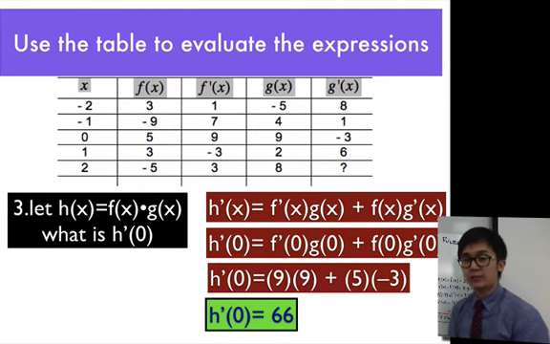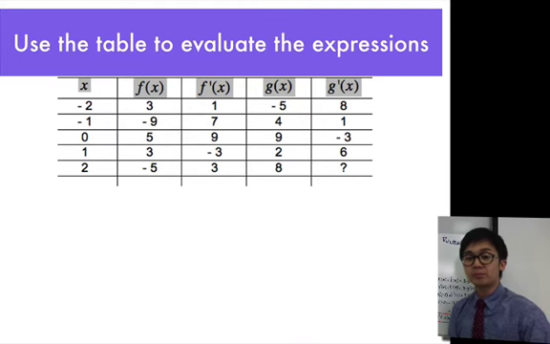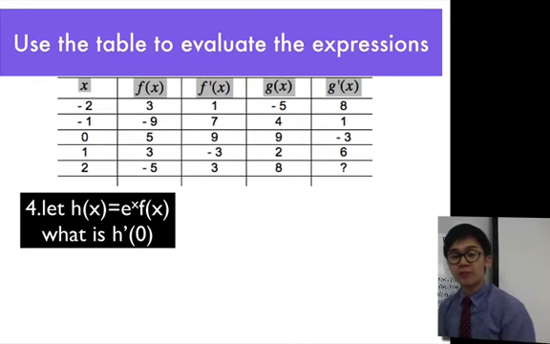which is equal to 66. And that is how we use the table and the product rule in evaluating functions using our derivative rule. Let's have the fourth one.